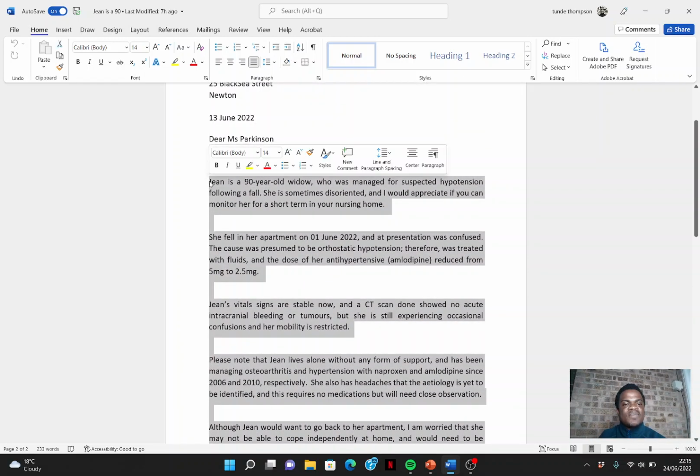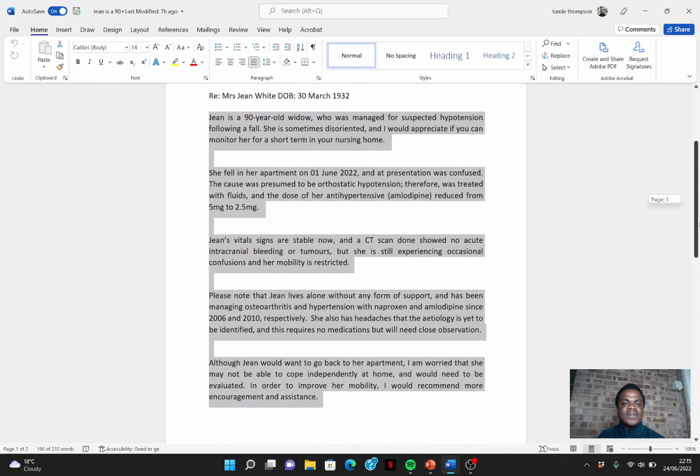Okay, and the whole of this, if you want to count your words, remember how your word count is done. From the introduction to the concluding paragraph, you have 196 words in this letter writing.